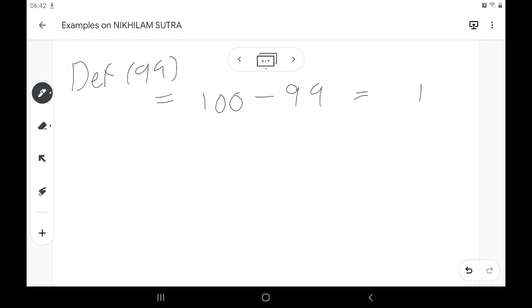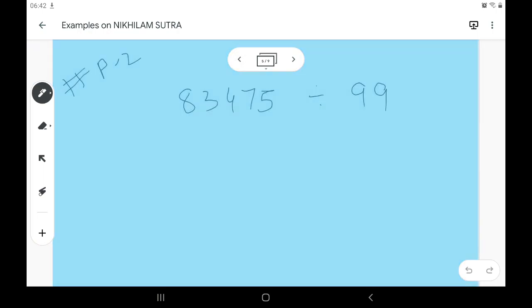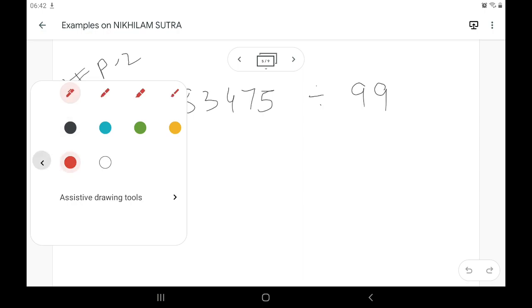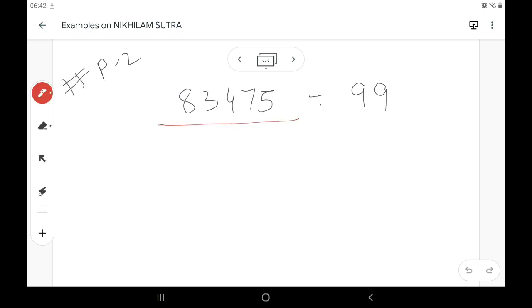But to satisfy a condition, you're supposed to include a 0 in front of it. Now we're going to do the same thing. We're supposed to divide this into two parts. One is called the remainder part, the other is called the quotient part. So the remainder part is supposed to have the same number of digits as that of the divisor, and the quotient part will have the remaining digits.